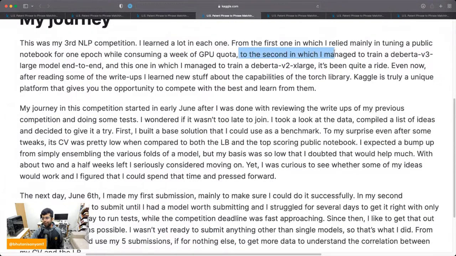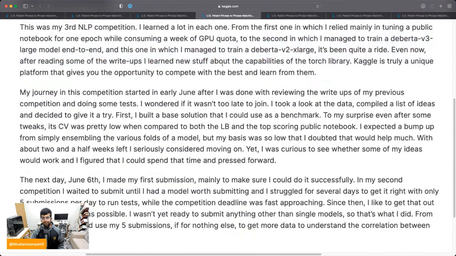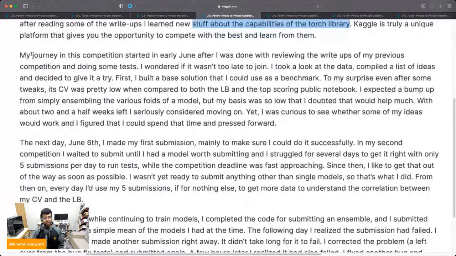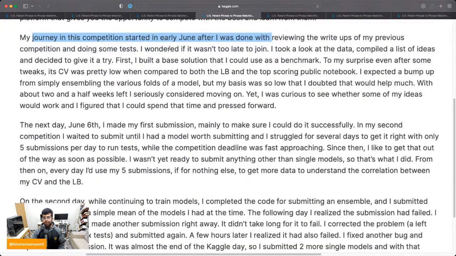For the second one, he managed to change the models. It was quite a ride for him. He said he learned new stuff about the capabilities of Torch. For this competition, he started in June and he was reviewing write-ups of previous competitions and then thought that maybe it's too late to join the competition. And then it's again the third NLP competition for this person. Then they took a look at the data, compiled some ideas, thought they'd give it a try, had a base solution.